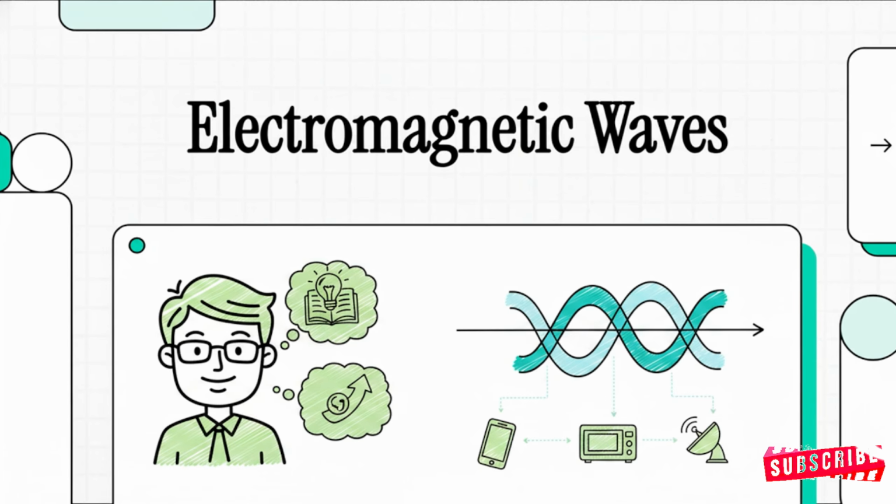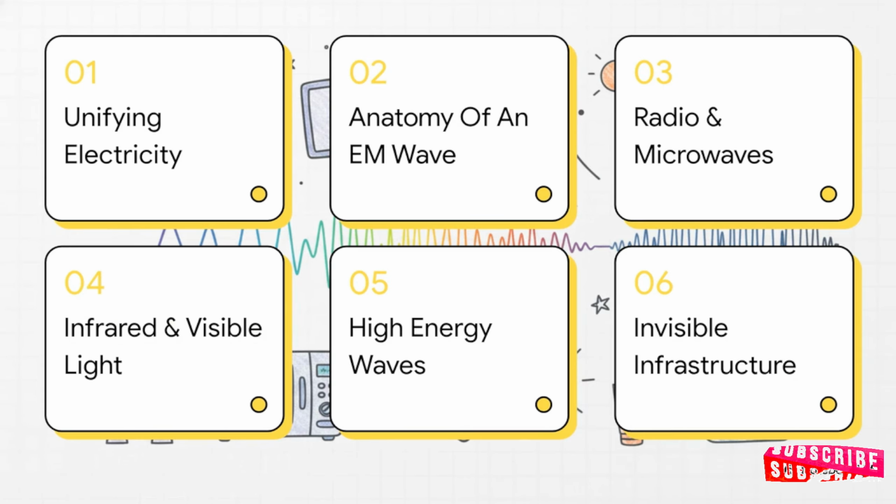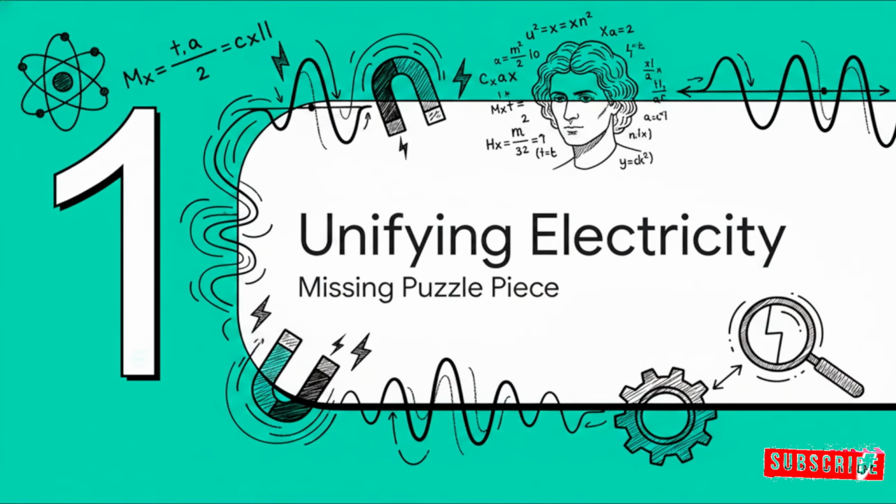Let's get started. Here is our study guide for today's session. We'll be covering: 1. Unifying electricity and magnetism, 2. Anatomy of an EM wave, 3. Radio and microwave applications, 4. Infrared and visible light, 5. High-energy waves and radiation, and finally, 6. The invisible infrastructure.